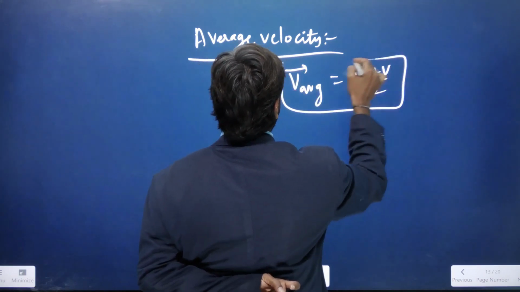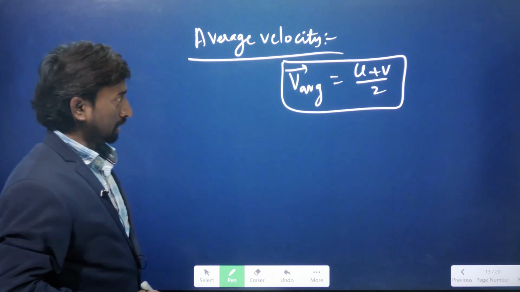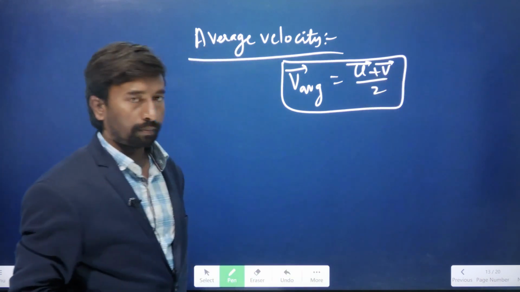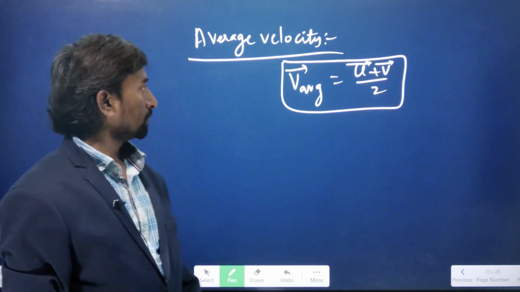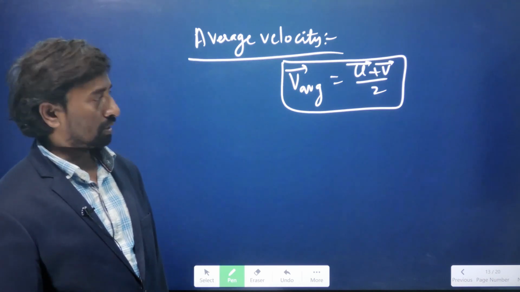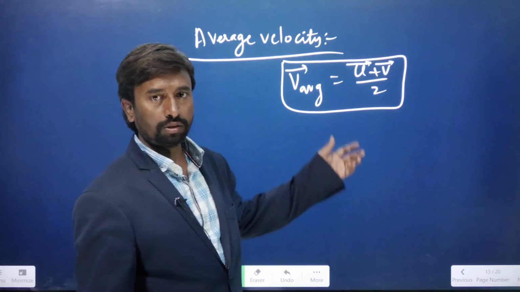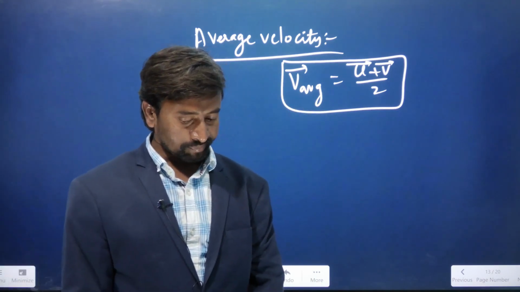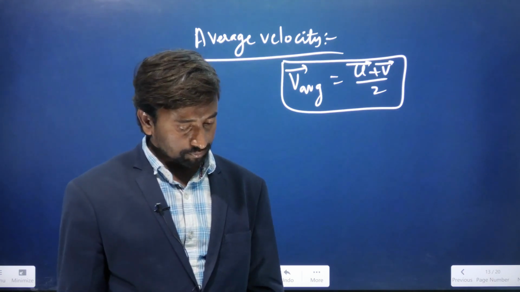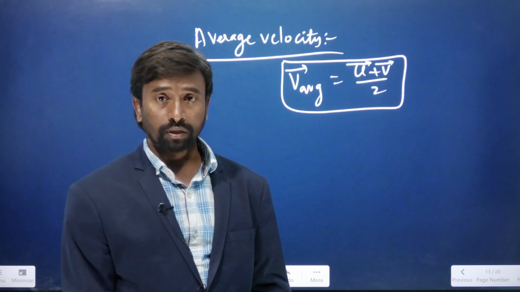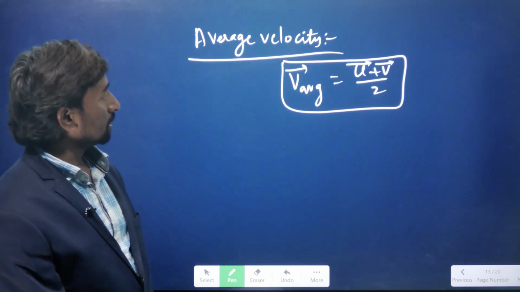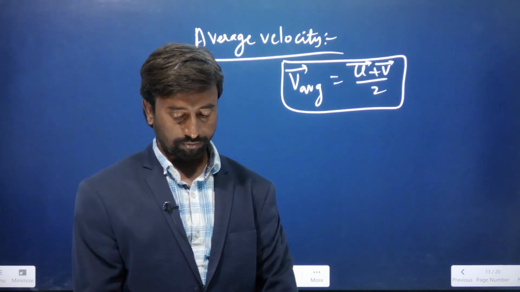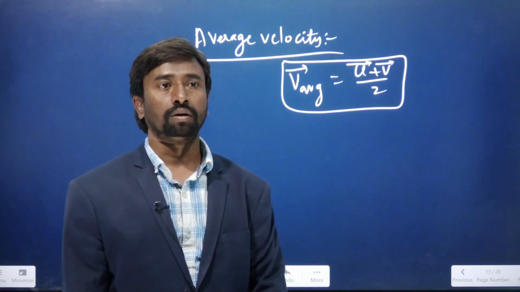If the body has an initial velocity and a final velocity, not only in terms of displacement, they may ask in terms of velocity also. Then this is the formula: average velocity is the average of initial and final velocities. We can use this formula whenever the initial velocity and the final velocity of the body are given. Up to here we have learned the speed and types of speeds and velocities, different cases in the average speed, and another formula for the average velocity.